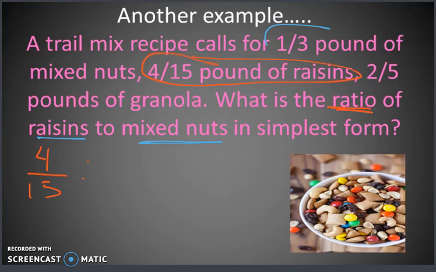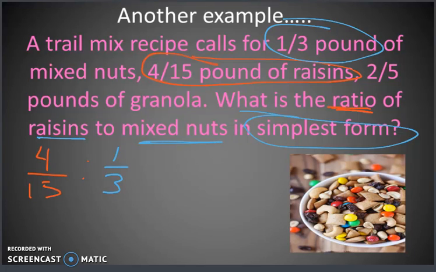And there are 1/3 of a pound of mixed nuts. So we need to figure that answer out in simplest form. Remember from the first slide at the beginning that this just means to divide. So we're going to do keep, change, flip. We're going to keep 4/15. We're going to change the colon, which is really division, to multiplication. And we're going to flip the 1/3 to 3/1.